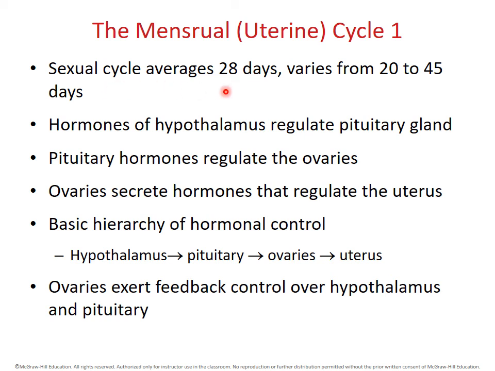So again, it averages 28 days, but there's variation. It can range to be as low as 20 or as high as 45. In some cases, the cycle is skipped completely. That does happen, of course, as well. It is primarily regulated by the same hormones that we've been talking about, gonadotropin-releasing hormones from the hypothalamus, FSH and LH from the pituitary, and estrogen, progesterone, etc. from the ovaries.